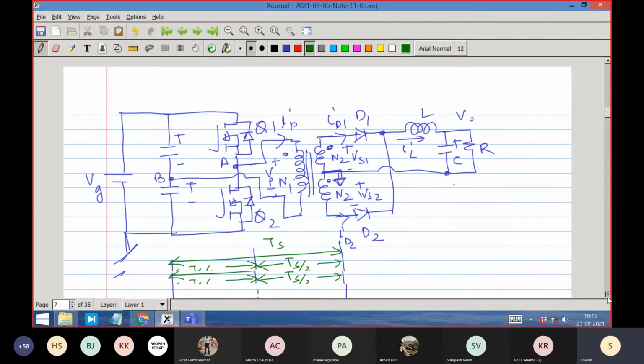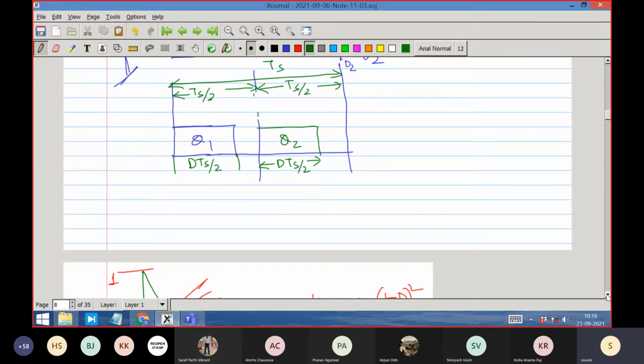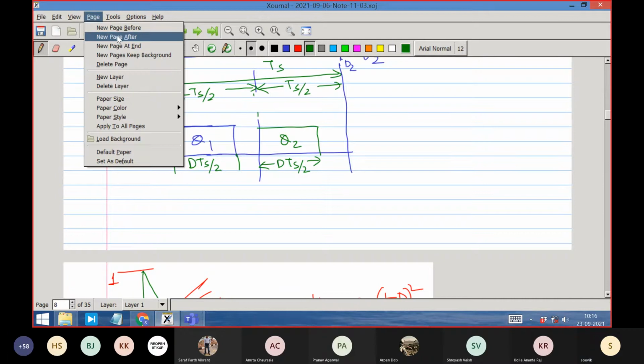So let's see when Q1 is on. It is clear Q1 is on. What is the equivalent circuit? Let me do it a little symbolically. So I already have understood that this time switch Q1 is on and the voltage is plus minus how much? Vg by 2. This is point A, this is point B, that is the transformer.